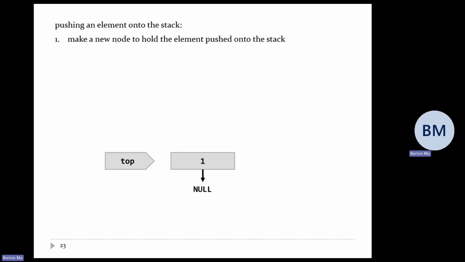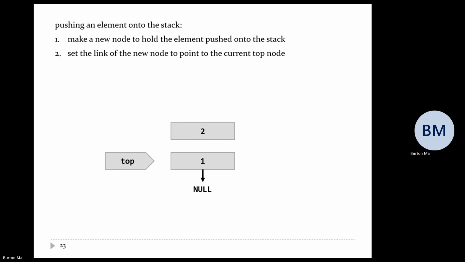If you want to push something on top of the stack, I make a new node, copy the element into the node, and then set the link so that it points at the current top of the stack. So I'm going to set this pointer so that it points at the current top node. Now I've got a new top node, so I'm going to adjust this pointer so that it points at the new node here. If you're keeping track of the size of the stack, you want to increase the size of the stack by 1.